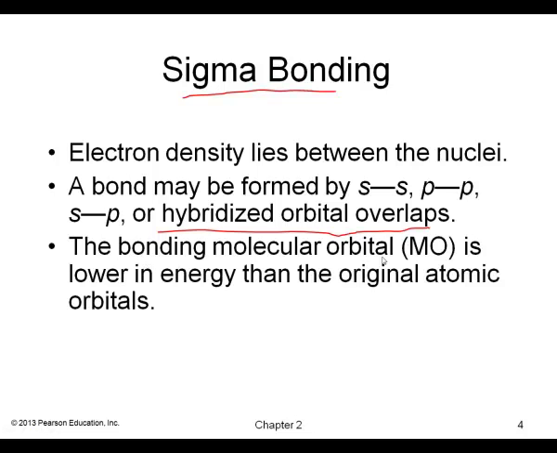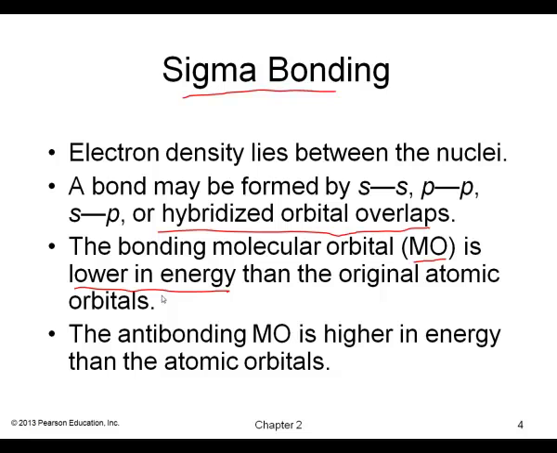The bonding molecular orbital, which we'll be calling the MO, is lower in energy than the original atomic orbitals. So the principle is that when we bond, we get a decrease in energy. That simply means that bonding is always favorable between two atoms because we get a drop in energy. We'll be talking about the anti-bonding molecular orbital, and that's a molecular orbital where there's an increase in energy between the atomic orbitals. We'll highlight that some more when we get to that.